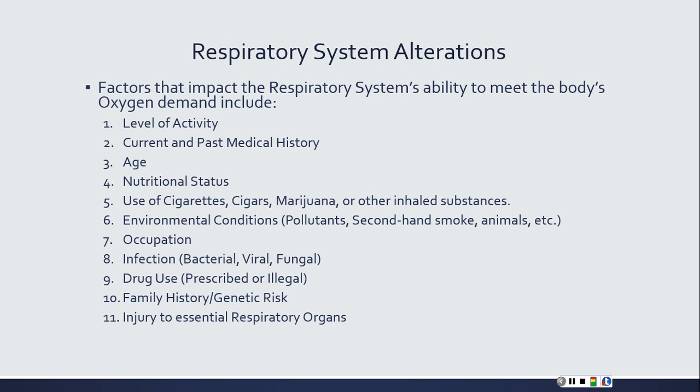Environmental conditions, including pollutants, secondhand smoke. So you may not be planning on puffing on the cigarette, but you're hanging out with somebody that is. You're still inhaling air that has that nicotine in it, and that tobacco pollutants. Okay, animals, etc. All these things are outside sources that can have a huge impact on your lungs and your respiratory system. All right, next, your occupation. How could your occupation have an impact on your respiratory function?